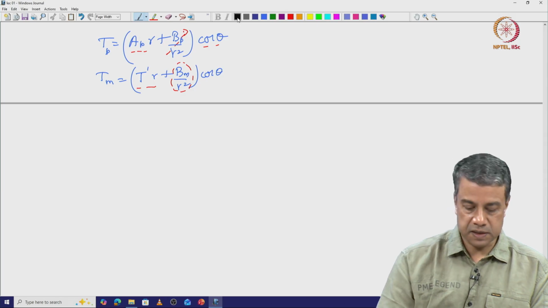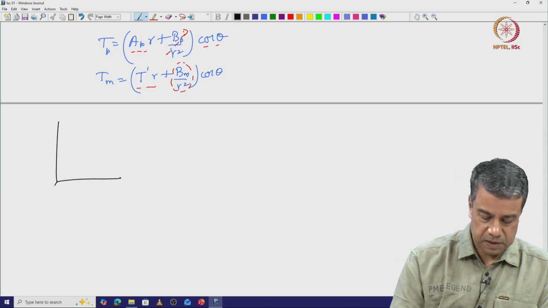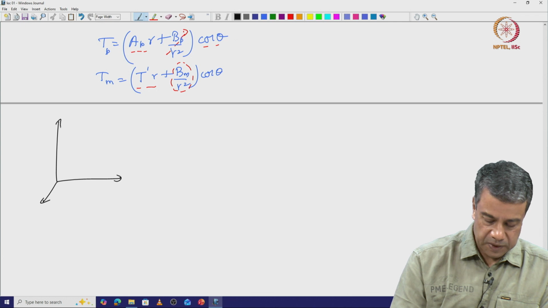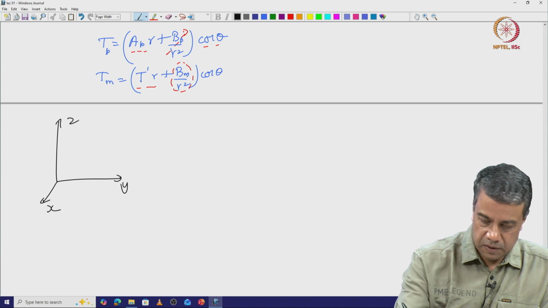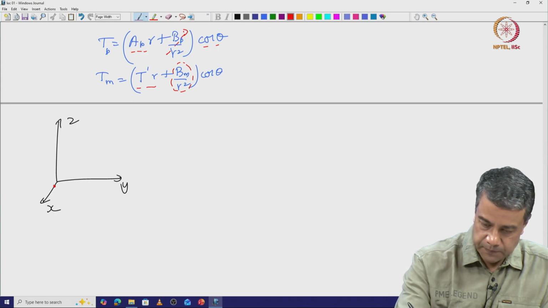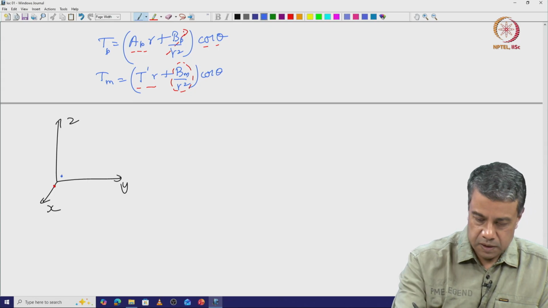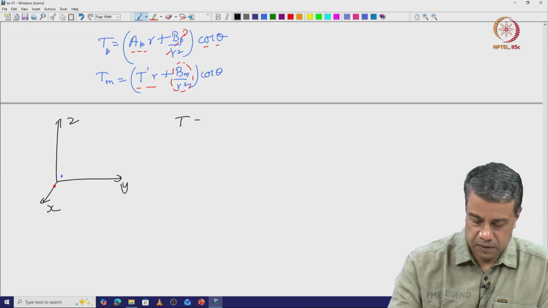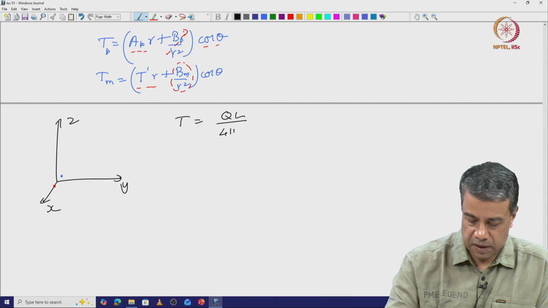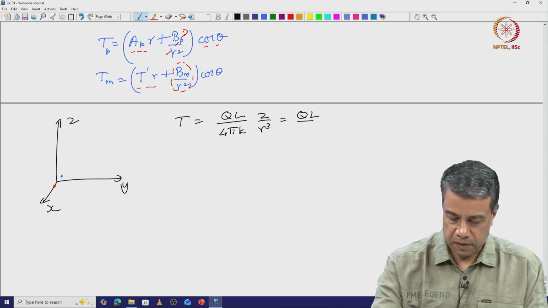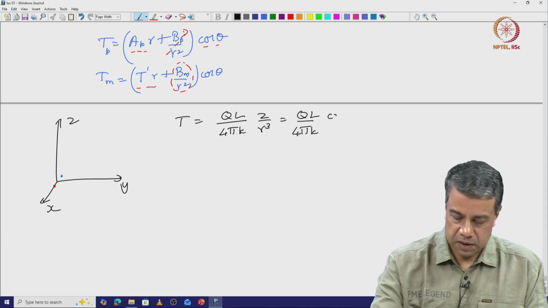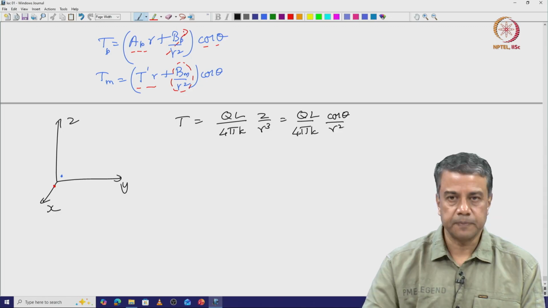That was for a source and a sink separated along the z axis. What happens if you have a source and a sink separated along the x axis? So, along the z axis, we got T is equal to Q L by 4 pi k into z by r cubed, or Q L by 4 pi k cos theta by r square.